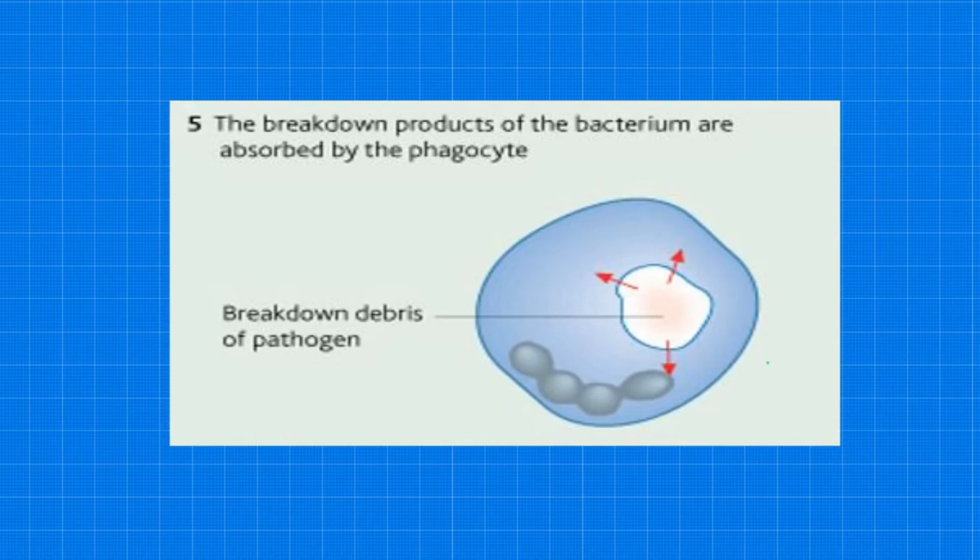And some of those products are absorbed by the phagocyte, but some of the antigens, the pathogen's antigens, are then presented on the cell surface of the phagocyte. And this is important for the next stage of immunity, so the specific immune response. So what I'm going to do now is show you a quick animation of what's going on, just to recap all of those points.